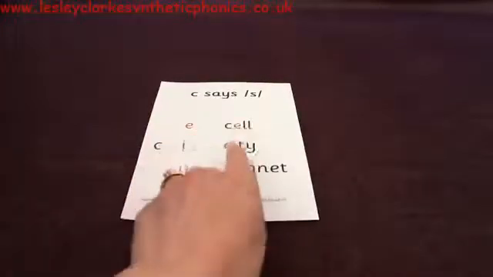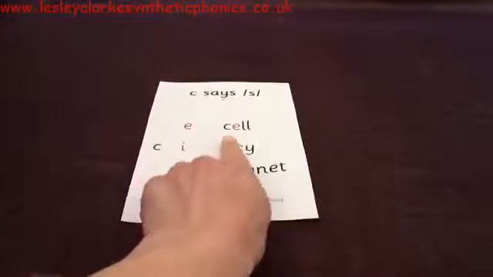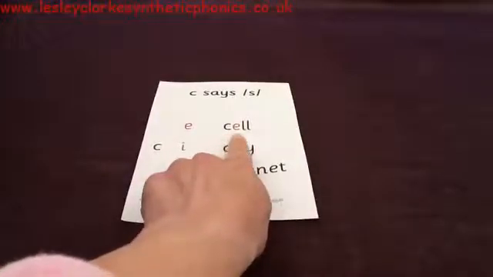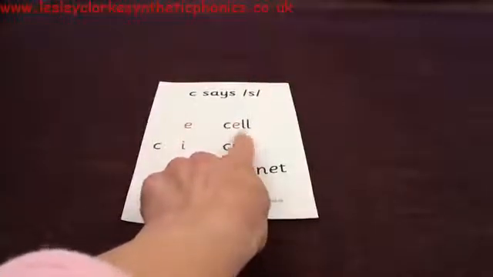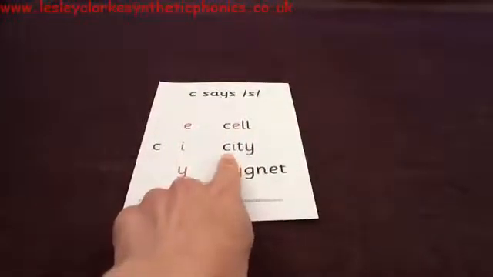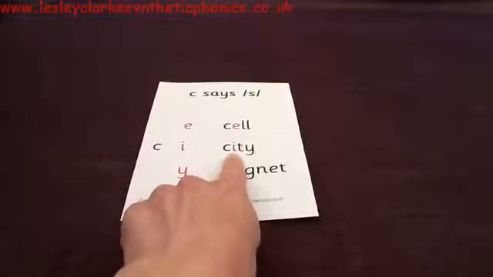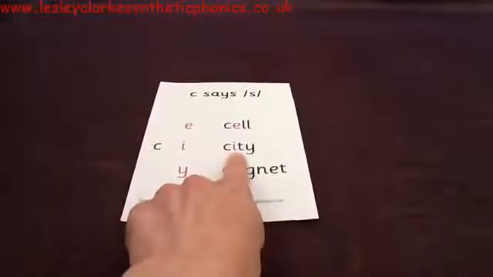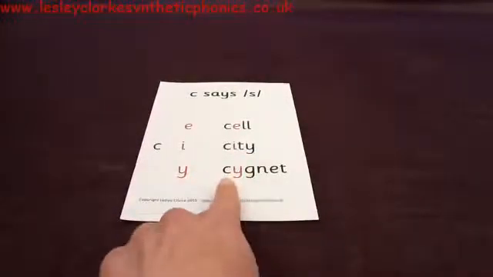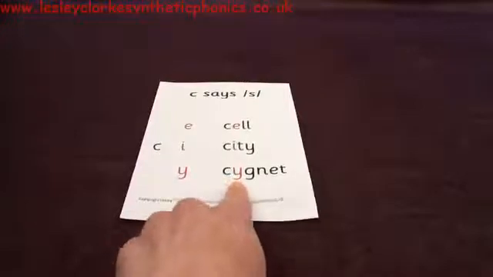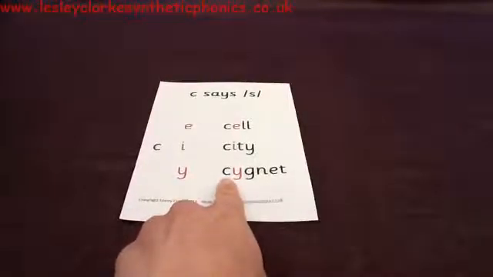So here we've got the letter C and it's got an E afterwards. So it will make a s sound. So we have s, e, l, cell. This one here, we've got the letter C again. It's got a letter I after it. So that will make a s sound as well. So we have s, i, t, y, city. And here we've got the letter C with a Y afterwards, so that will make a s sound as well.